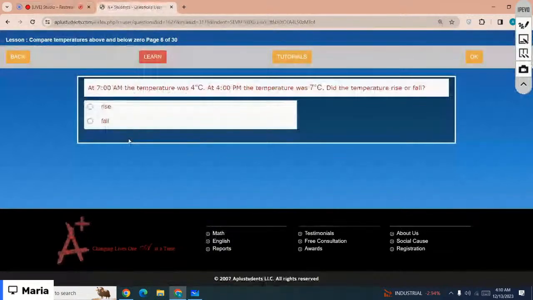At 7 a.m., the temperature was 4 degrees C. At 4 p.m., the temperature was 7 degrees C. Did the temperature rise or fall? Which is the correct option? Yes, the temperature rises. The correct option is rise. There is a rise in the temperature.